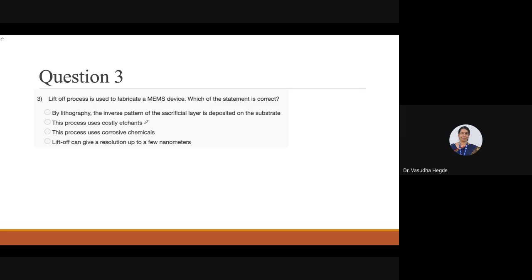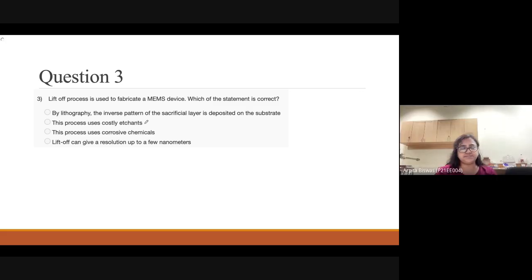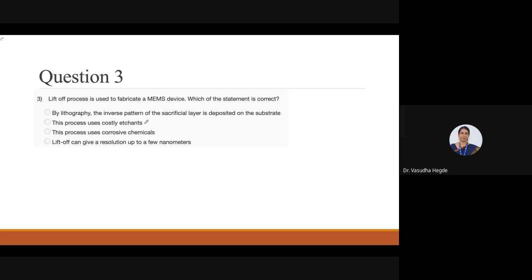I think in lift-off there is an inverse pattern of the sacrificial layer, so that sacrificial layer will be removed later. So you have only the structure or the device left. So which one is the right answer? I would go for A.